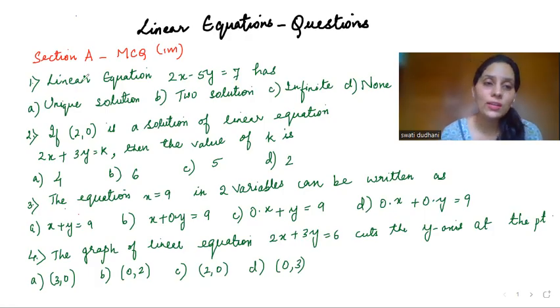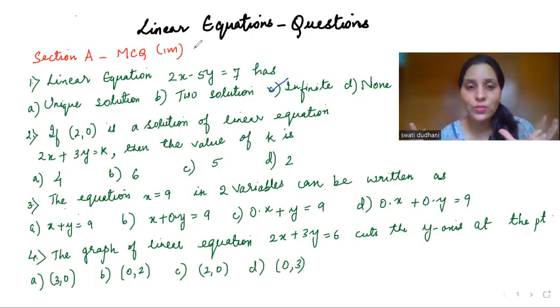The first one is, linear equation 2x minus 5y equals 7 has unique two solution, infinitely many, or none of them. So you know that any linear equation we take, it has infinitely many solutions. You can have so many values for x and y.